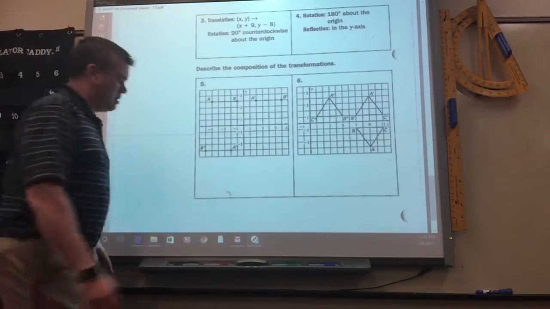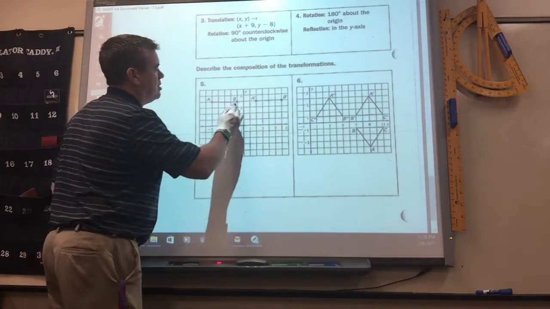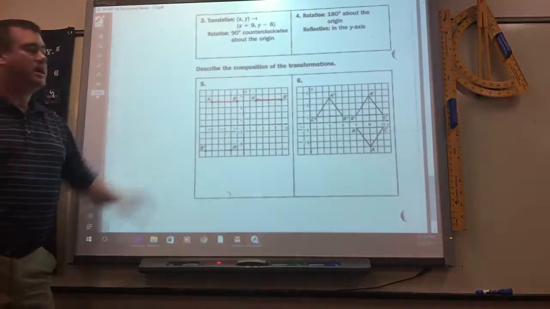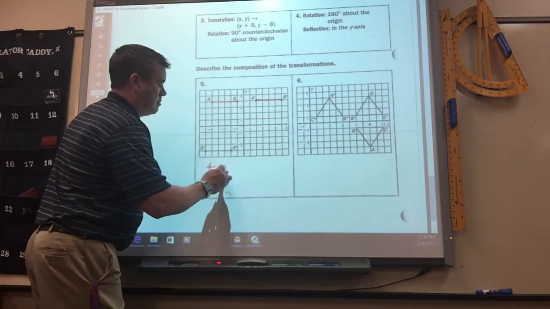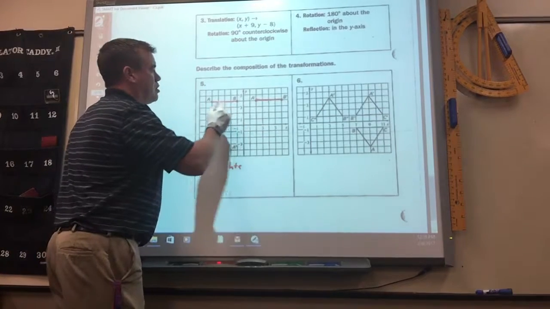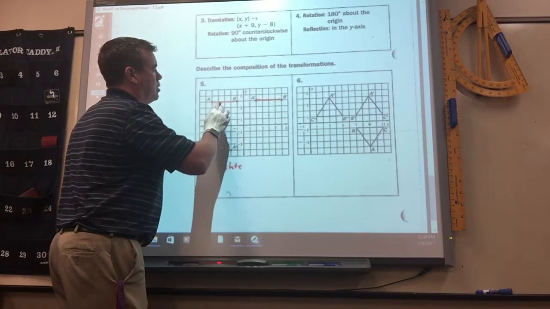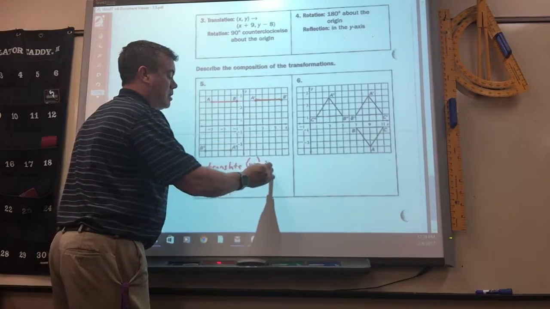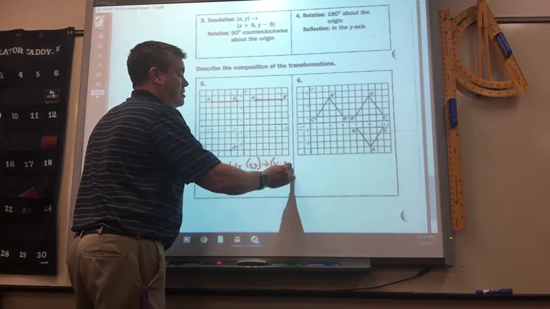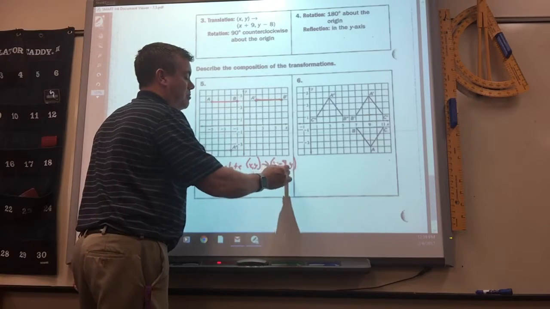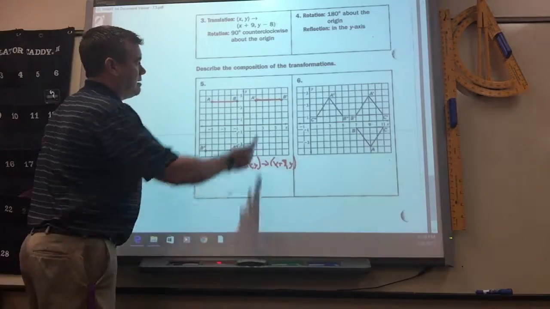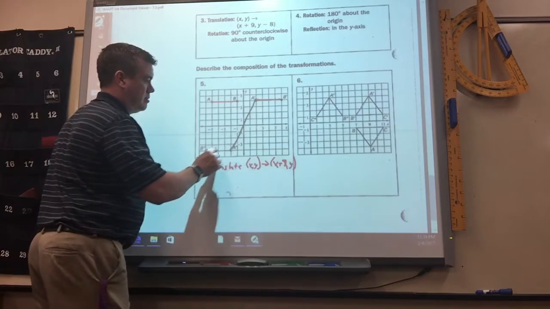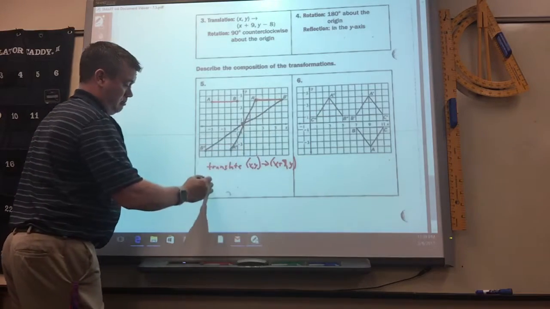So, like this one, here's the original. There's the first image. What do they do? Translate. So to get from A to A prime, it goes right 1, 2, 3, 4, 5, 6, 7. So you put X plus 7 and then just a Y because it doesn't move up or down. Then to get from here to here, 180 rotation through the origin.